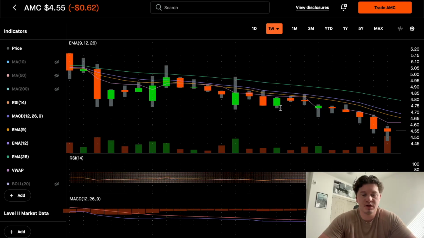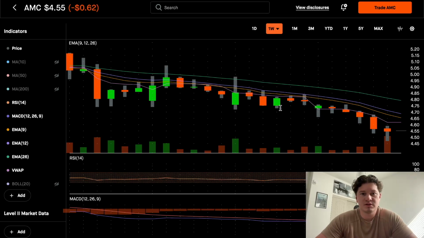Some of our short-term resistance is going to be $4.60, which is based off of the 9-day EMA. And then once we pass 4.60, we'll want to check and see if we could pass 4.63 because that's the 12-day, and 4.71, which is the 26-day.